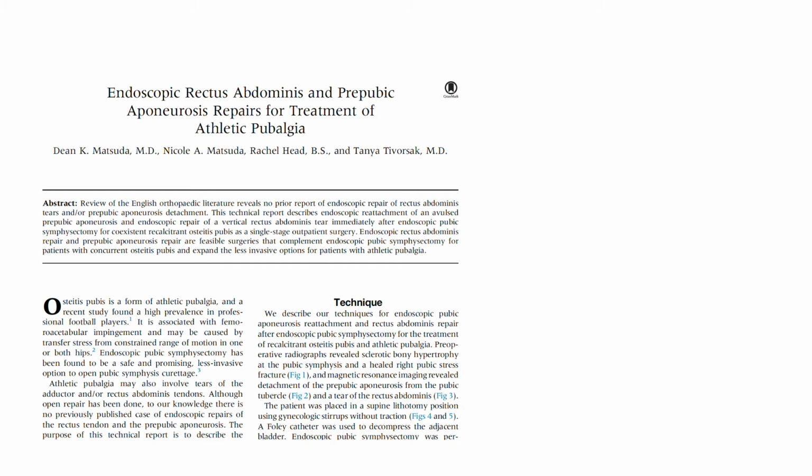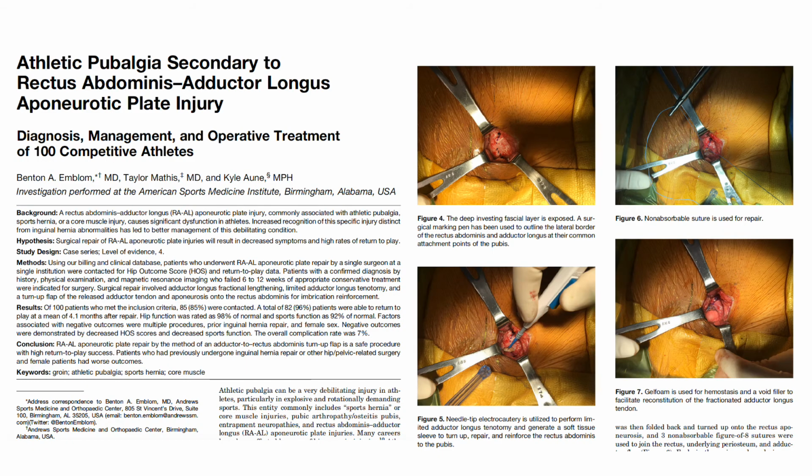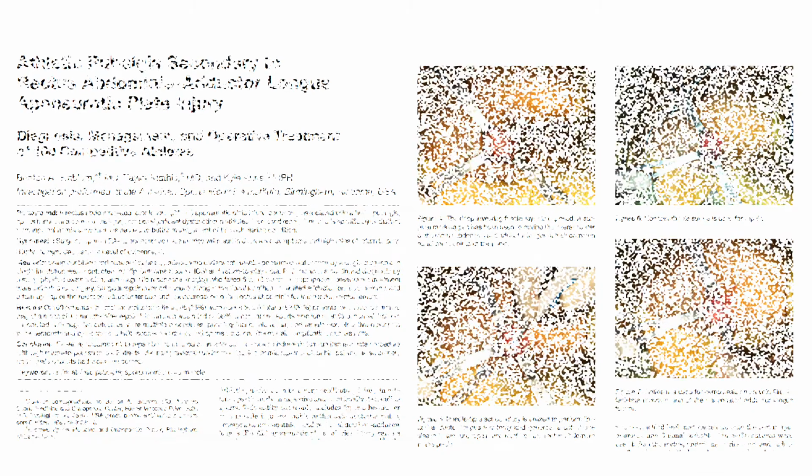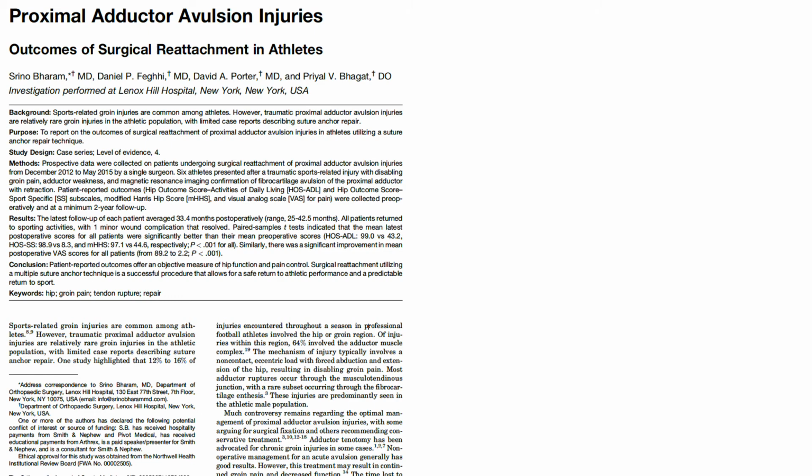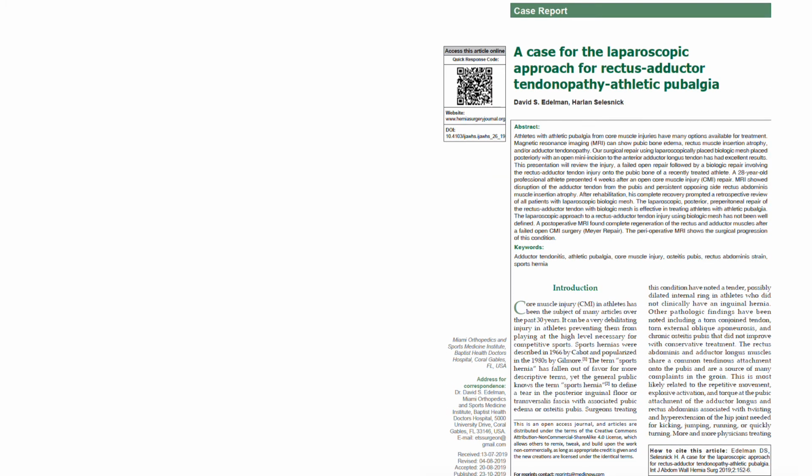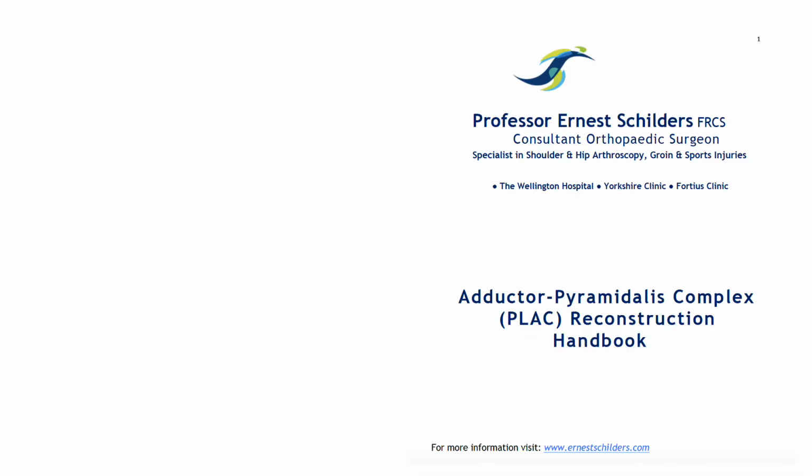for injuries to the pubic aponeurosis and PA. They're mostly described from North American studies. There aren't a lot of surgeons in the UK attempting to repair these injuries. So these are mostly North American studies and repair protocols that I'm showing you. I'm only aware really of one surgical group in the UK that is attempting to repair these, namely Professor Ernest Shoulders, who's based at the Fortius Clinic in Yorkshire.